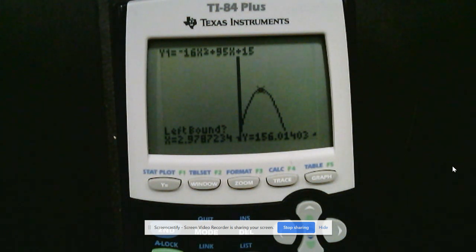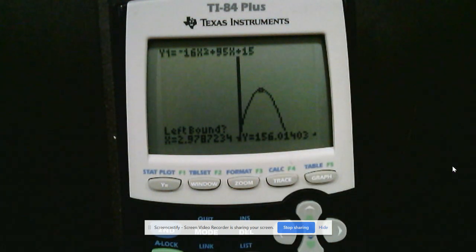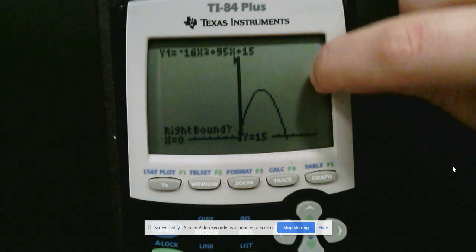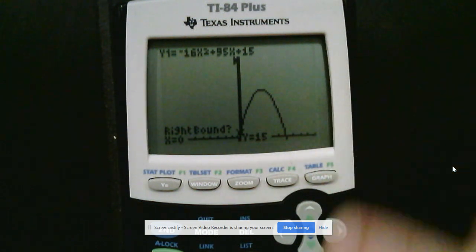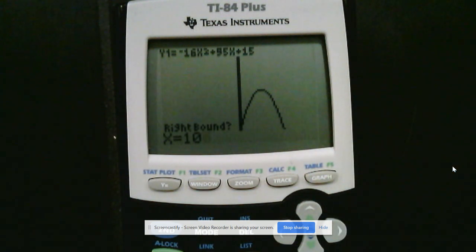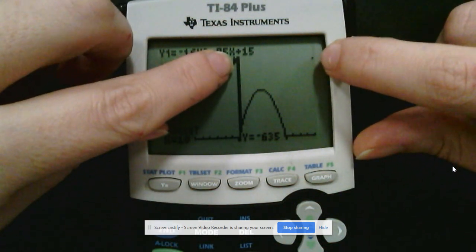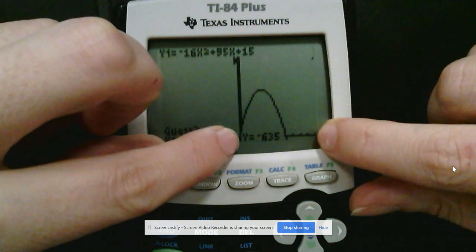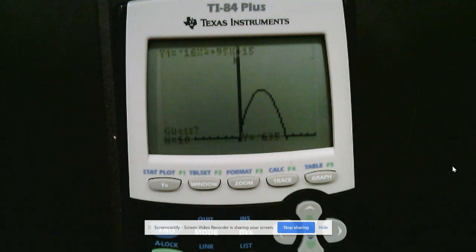Because I'm looking for my positive x-intercept, I know that my 0 is to the left of it, so I'm going to type in 0, enter. And I know that my graph ends over here at 10, and that is definitely to the right of my x-intercept. So I'm going to type in 10, enter, for my right bound. So you can see the calculator has these little arrows. This one's cut off a little bit over here, and it's going to give me my x-intercept between these two points. So it says guess, and I'm going to confirm that I want it to guess.